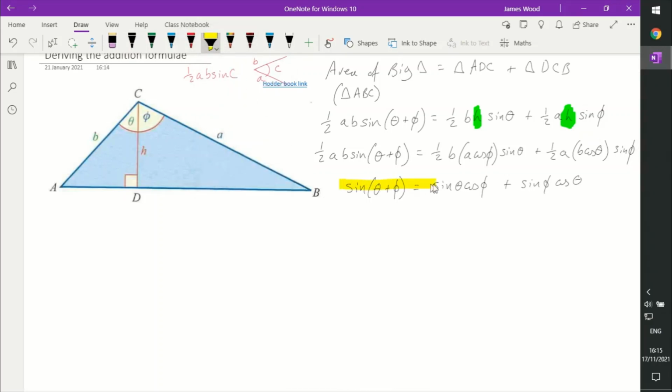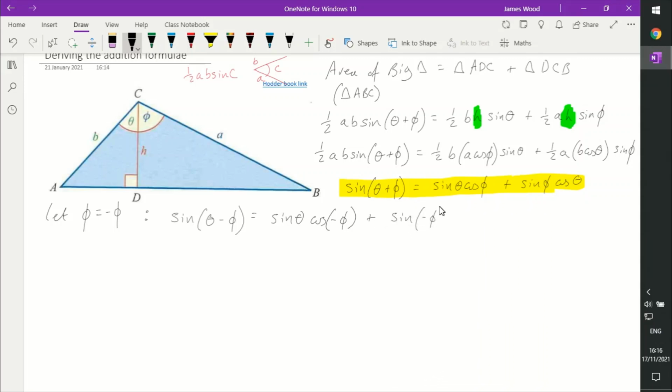Now the next thing we're going to do is we're going to use this formula to help us derive all of the others. Okay. So the first one to go for is probably sine A minus B. Okay, so just instead of having a plus in here, we're going to have a minus instead. So to do that, I'm just going to let phi become minus phi instead. Okay, so now my expression is going to become sine theta minus phi. Then we'll have sine theta cos of minus phi instead, plus sine minus phi cos theta.